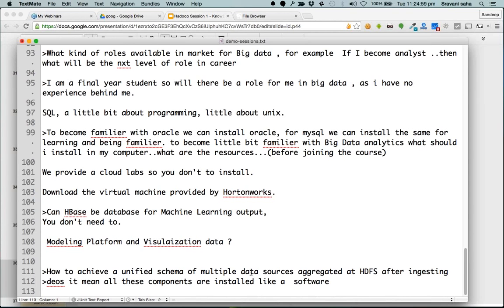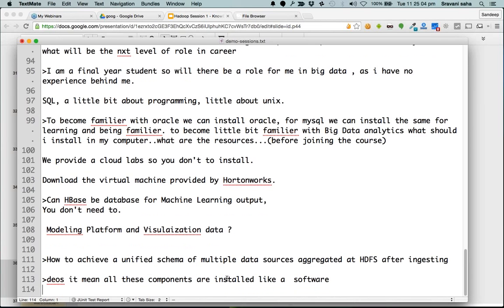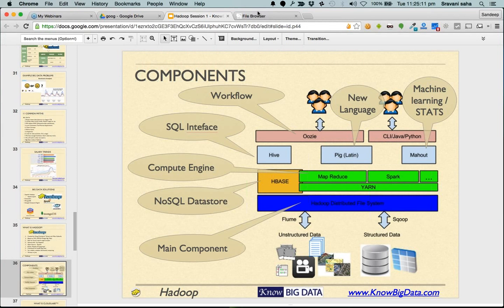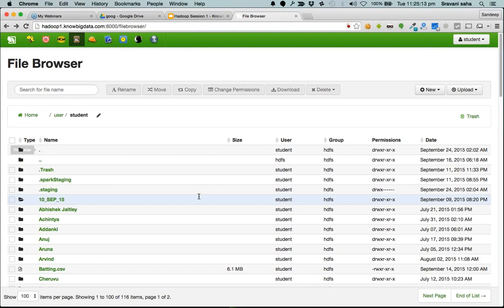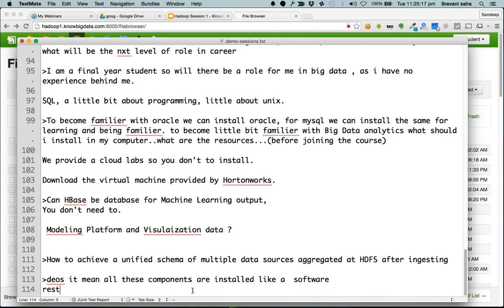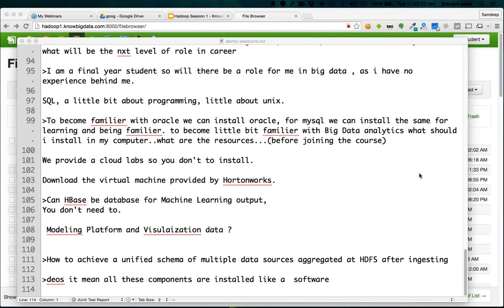Now, Sridhar's question is, does it mean all these components are installed? These are all installed by default. Okay, so only the core part is the HBase and HDFS. The rest are like separate software actually. Thank you, Sridhar, for clarifying this.